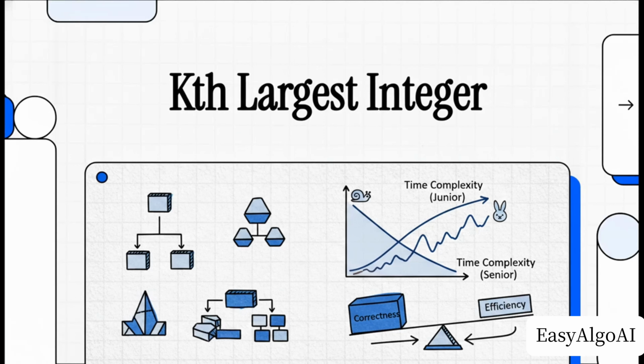Welcome to this explainer on the kth largest integer problem. Now, we've all seen this classic coding challenge, right? But what's really fascinating here is how it literally separates the junior coders from the seniors. Because it's not just about getting the right answer. Anybody can do that. It's really about testing how well you truly understand algorithmic trade-offs. So let's just dive right into it.